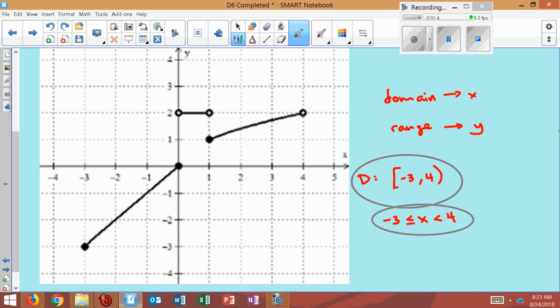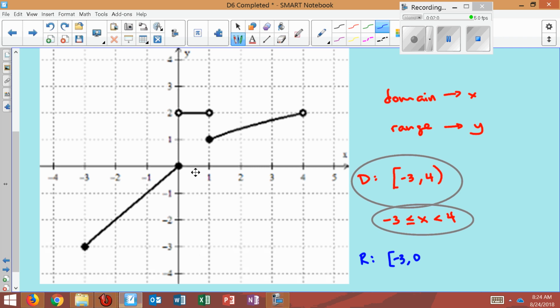Now, if I wanted to find range, which I know it doesn't ask for, I'll just do it. You're looking from the lowest value to the highest. So we'd start at -3, and it's a bracket. And now we're only looking vertically. So this continues on until we get to 0. And at 0, there is a clear break here.